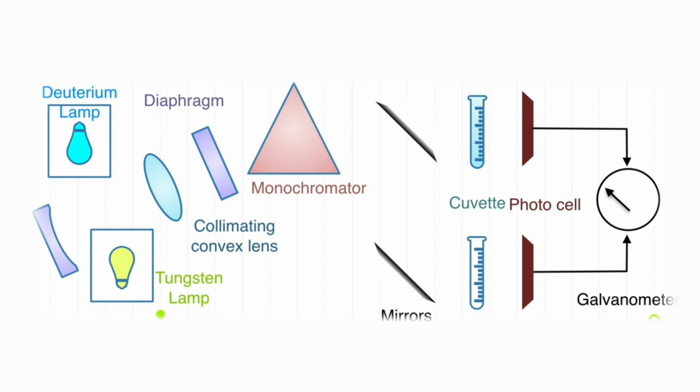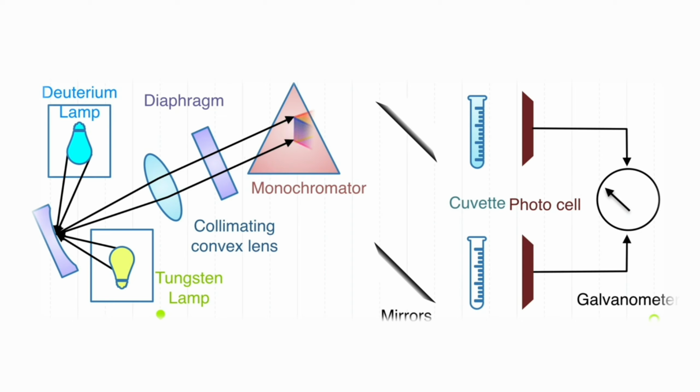Now let's actually visualize the working of UV visible spectrophotometer through animation for better understanding. First of all, the light from two sources of radiation, that is deuterium lamp and tungsten lamp, is collected by the collimating lens and allowed to fall on the monochromator. For each radiation incident on the monochromator, we are getting radiation of one single wavelength, that is 1 lambda.